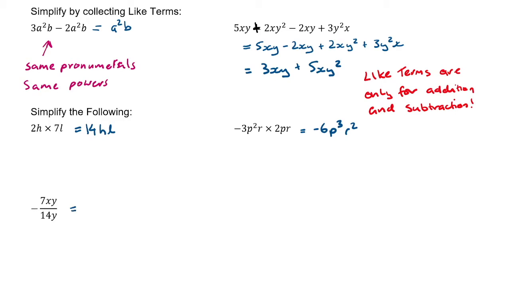minus 7xy over 14y. Same idea, we don't need like terms anymore. So we're just going to do that division and cancel out some terms. So those y's are going away. Now we've got 7x over 14. But in reality, we're actually going to have x over 2, or minus x over 2.